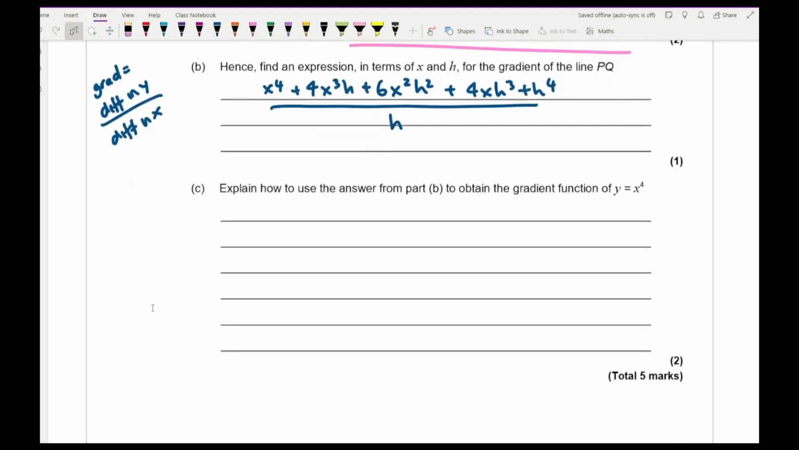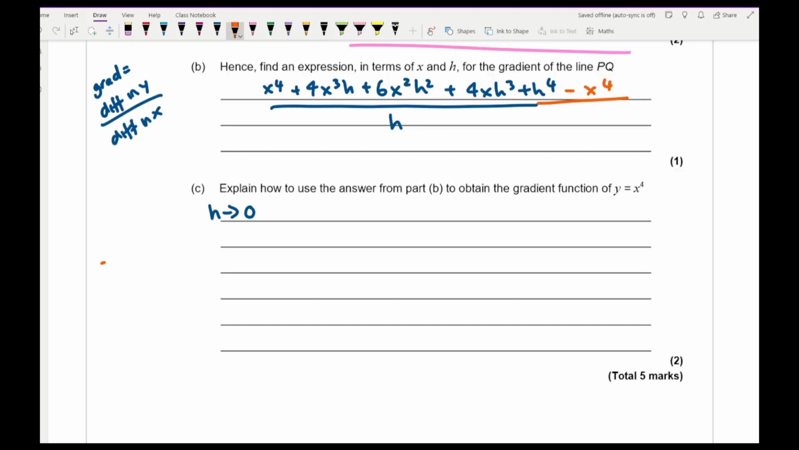Then for 7c, it says explain how to use the answer in part B to obtain the gradient function of y equals x to the power of 4. So here, as we know that as h tends to 0, what we then need to do is basically use first principle. So here it's the difference. Actually, I forgot the minus x to the power of 4 there, because that was our original x value.